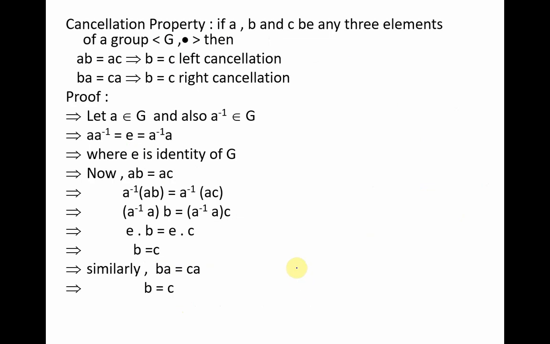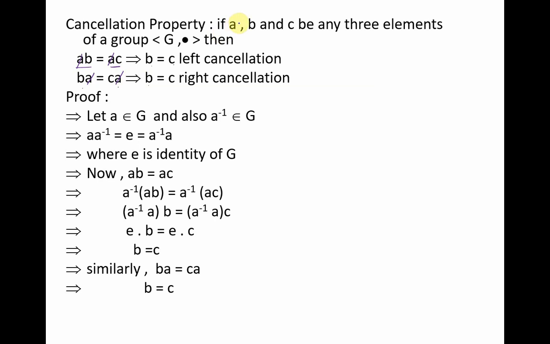The last property, the cancellation property. If A, B and C are any three elements of a group, then AB is equal to AC implies that B is equal to C. That means A can be cancelled from the left hand side. If BA is equal to CA, that implies B is equal to C. That means A can be cancelled from the right hand side.